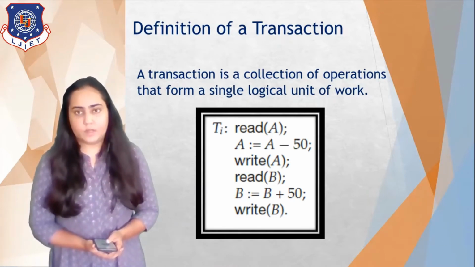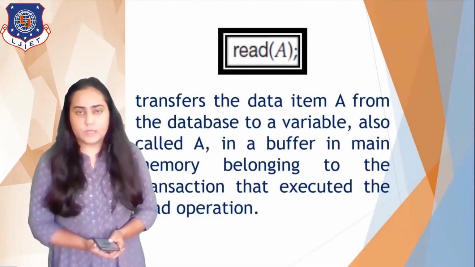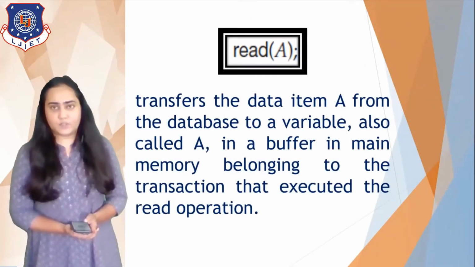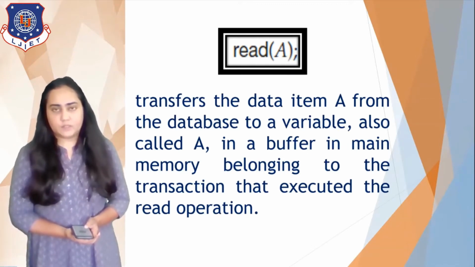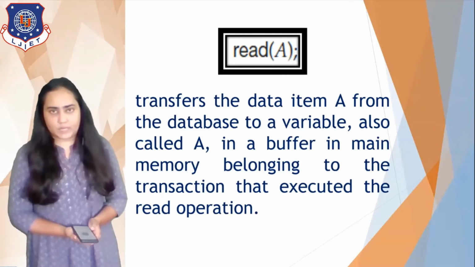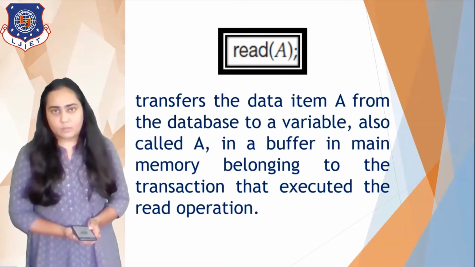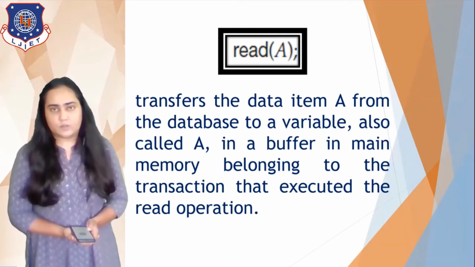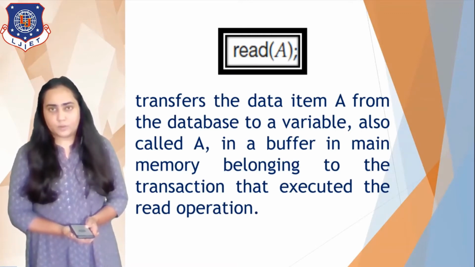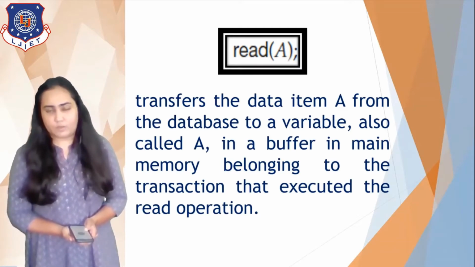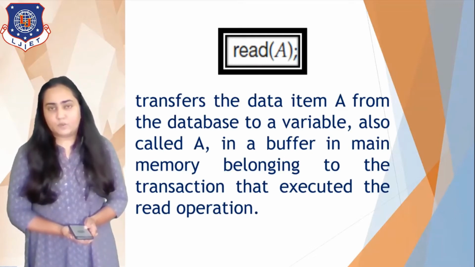Now, in this example, I would like you to notice some of the things that are given. First, we are going to look closely at the read function. The read function transfers data item A from the database to a variable, also named A, in a buffer in main memory belonging to the transaction that executed the read operation. Whenever you want to work with data in SQL or anywhere else, you require the data to be present in your main memory. To do this, you have to transfer the data from the secondary memory to main memory. That is what the read function does.